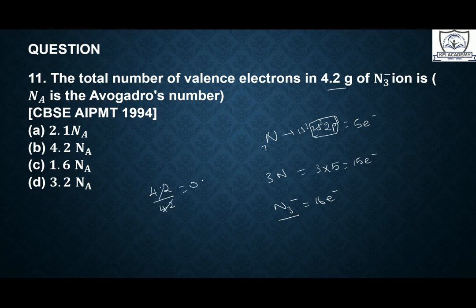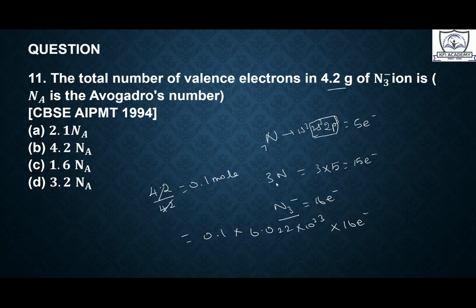So it will become 0.1, 0.1 mole. Now you have to convert into molecules. How will you convert? 0.1 into Avogadro number, 6.022 into 10 power 23. One molecule contains 16 electrons. What about this many molecules? This is the question. So I hope you understand.